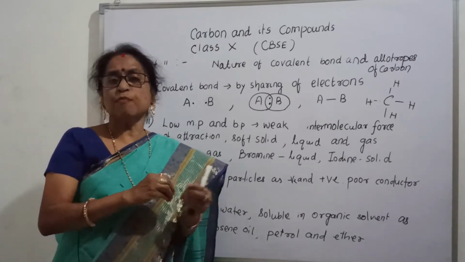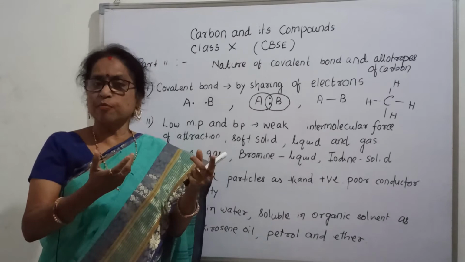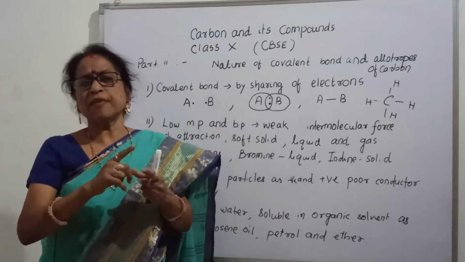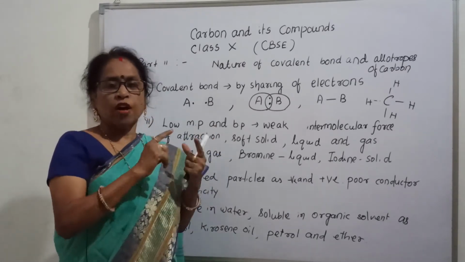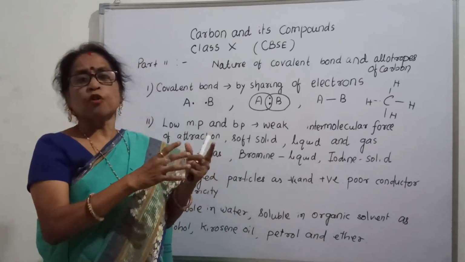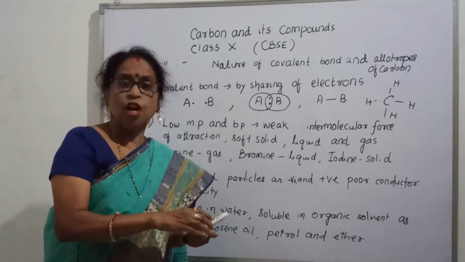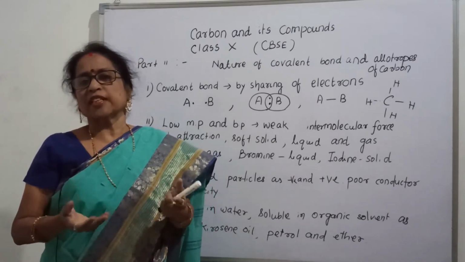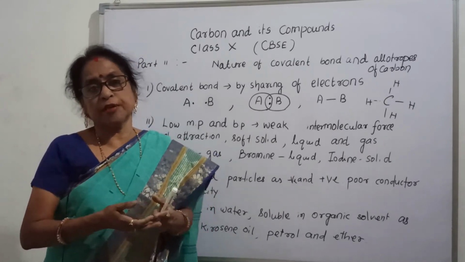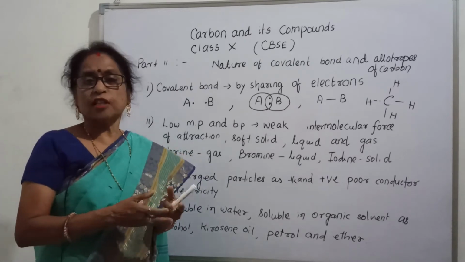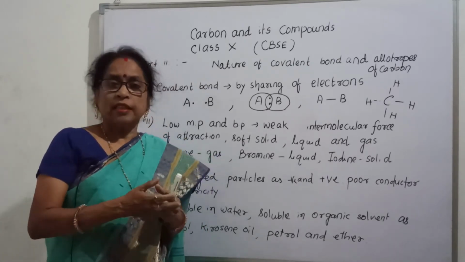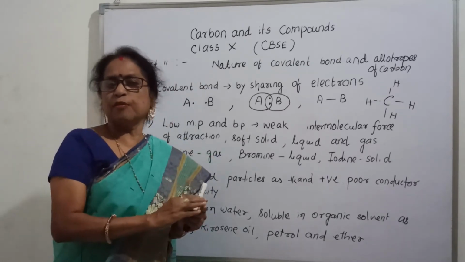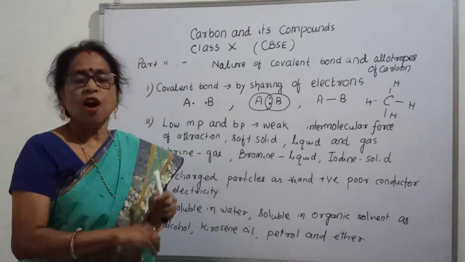If they are ionic compounds, they should be soluble because ionic compounds contain positive and negative charges. Whereas organic compounds that are covalent compounds, having covalent bonds, are insoluble in water because they have no charge, no positive or negative ions. That is why they are insoluble in water but soluble in organic solvents.